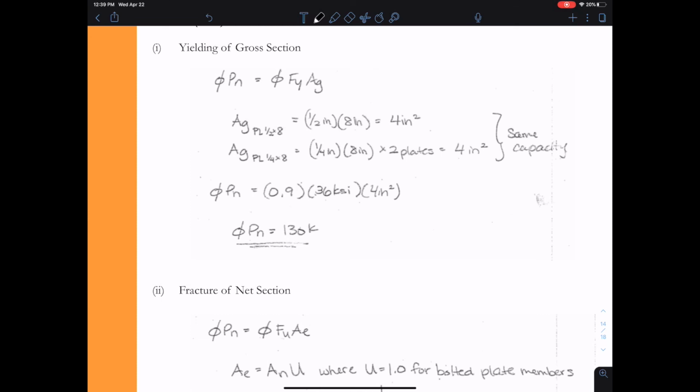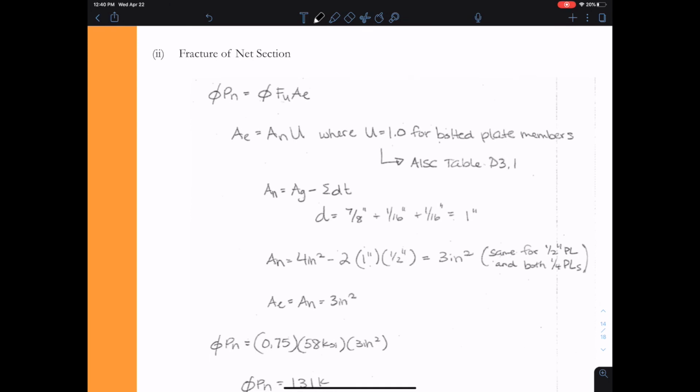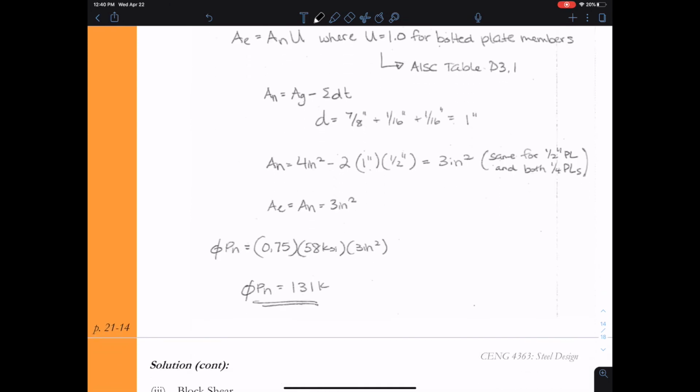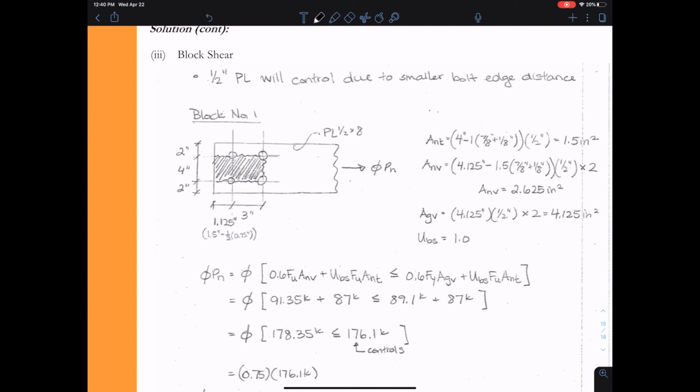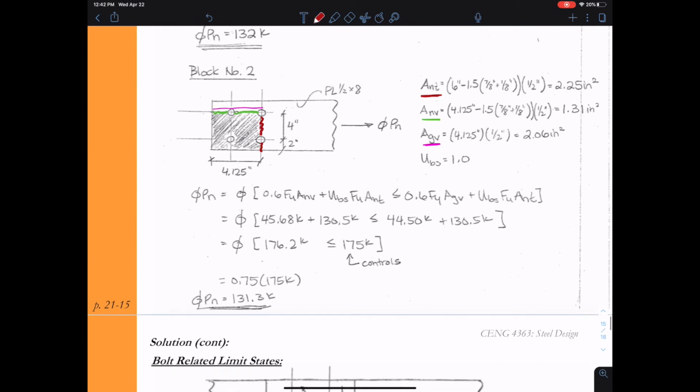Alright, so we'll dive right into the calculations. We have the yielding, the fracture, and the block shear calculations. So go ahead, and if you want to review them, you can. Hopefully everything is making sense here, and it should be kind of just a recap of some of those previous limit states. I'm going to go ahead and fast forward through them, but if you need to, take it slow and check them out and refresh your memory.